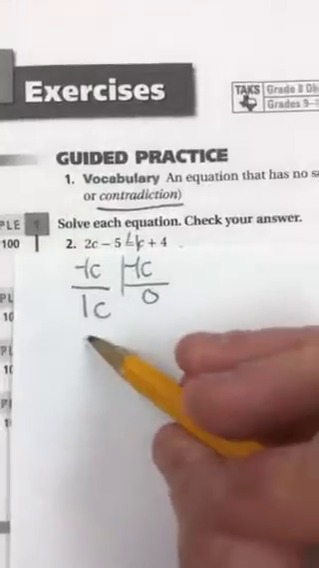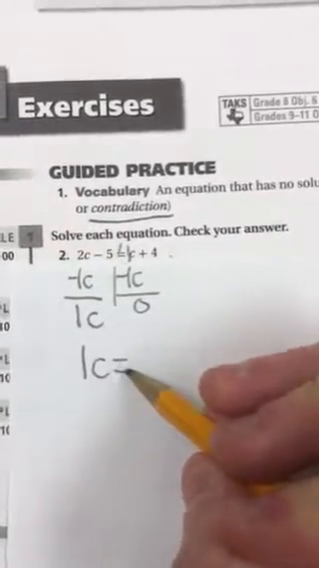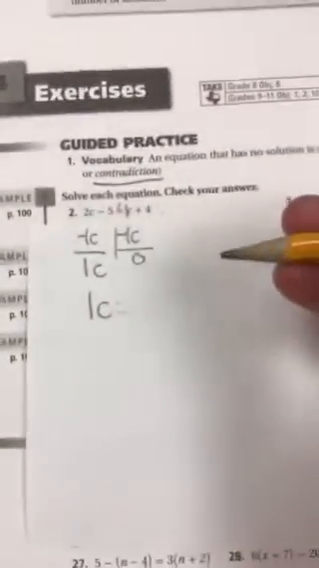So let's rewrite this problem. 1c equals, oh, excuse me. Pardon the camera out of focus.